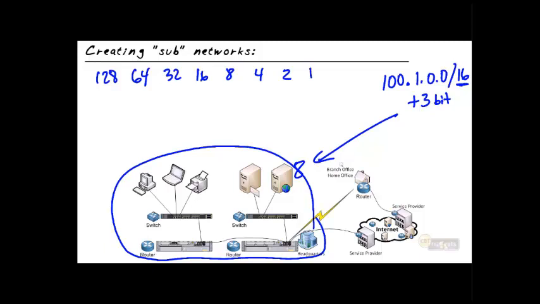And then we could go ahead and simply change the mask. Wait, Keith, change the mask? Yeah, change the mask. So 100.1.0.0/19. 16 bits, now 19 bits. Ta-da! That's how you do custom subnetting.